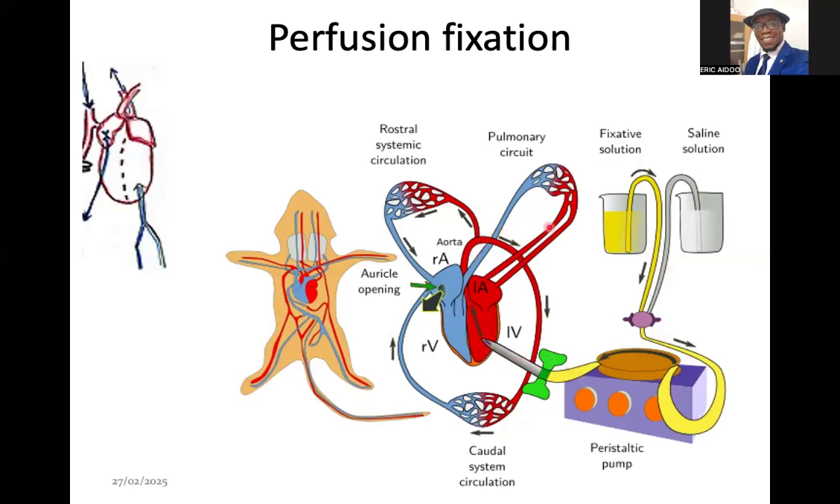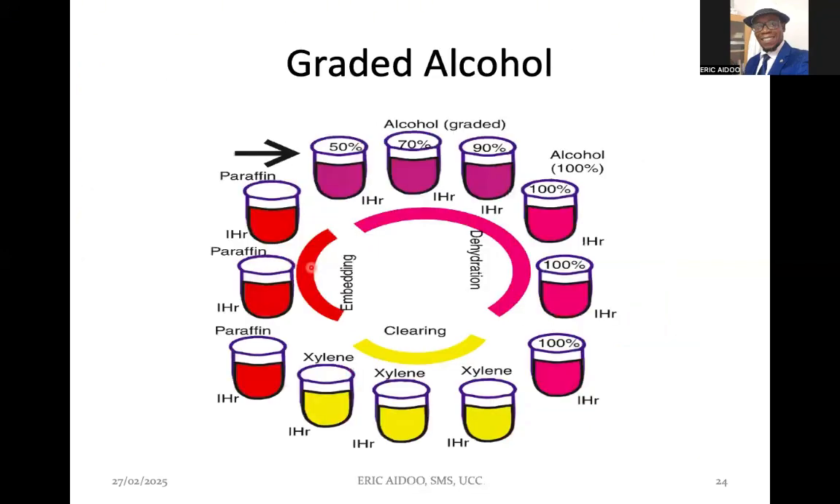Then it goes into circulation, okay, and then comes here, and then the right ventricle pumps it. To take it out because you have cut a portion of the right atrium. So when the right ventricle contracts, it's not going to push the substance into the pulmonary circulation. No, because of the cut, it will exude out. Right? So that is what is termed perfusion fixation.